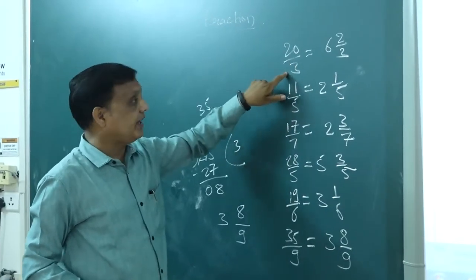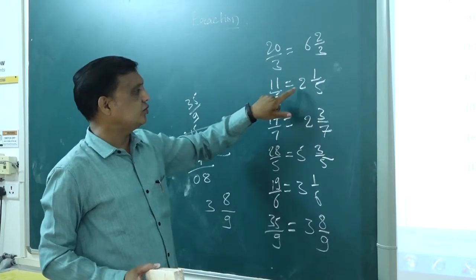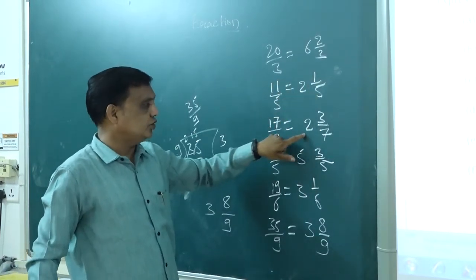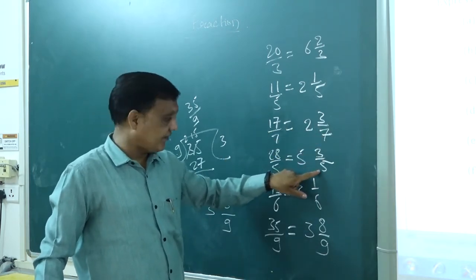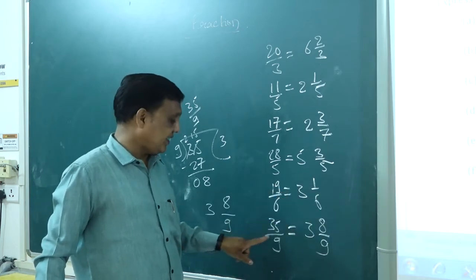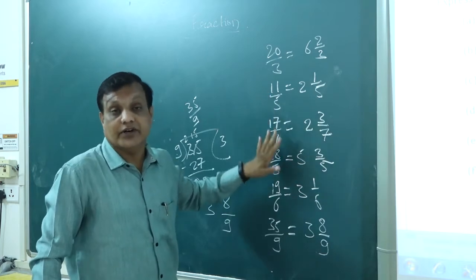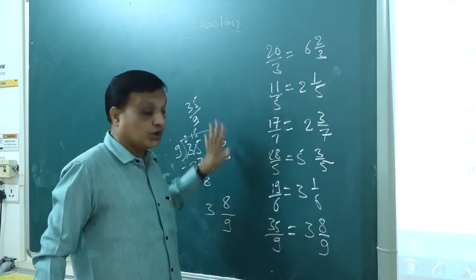So this is how a fraction is converted to a mixed fraction. 20 upon 3 became 6, 2 upon 3. 11 upon 5 is equal to 2, 1 upon 5. This is a mixed number. 17 upon 7 is equal to 2, 3 upon 7. 28 upon 5 is equal to 5, 3 upon 5. 19 upon 6 is equal to 3, 1 upon 6. And 35 upon 9 is equal to 3, 8 upon 9. So this is converting an improper fraction into a mixed fraction, which I showed here on the board.